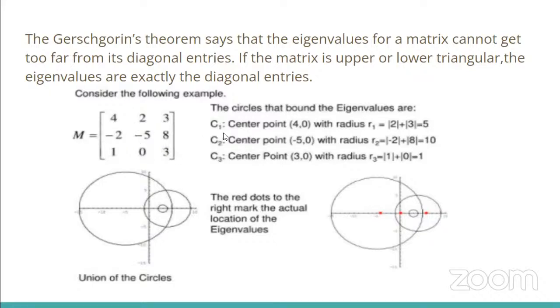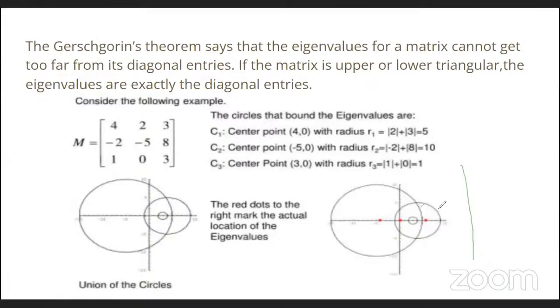This is our diagonal. To get the radius, for this first row we're adding 2 plus 3, the absolute values of these, that is 5. Then for this one, we are adding the absolute values of -2 and 8, which gives us 10. Then for this last one, remember we are excluding the diagonal, so the radius is going to be the absolute values of 1 and 0, which is 1. So this Gershgorin disk is, let's assume we have something like this, which could represent a plane.